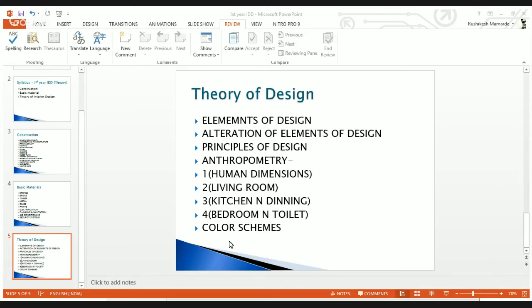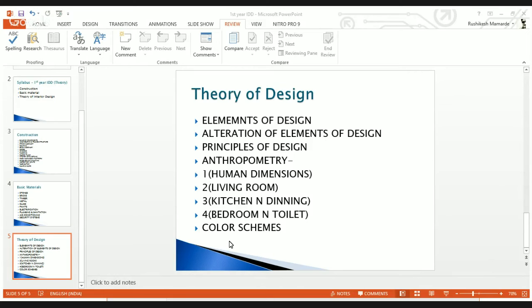So for that purpose we are going to study these things, like elements of design. There are different elements of design, like point, line, etc. Then the next is alteration of elements of design. When the basic elements of design are altered, what do you get? That we are going to study under this topic, alteration of elements of design.